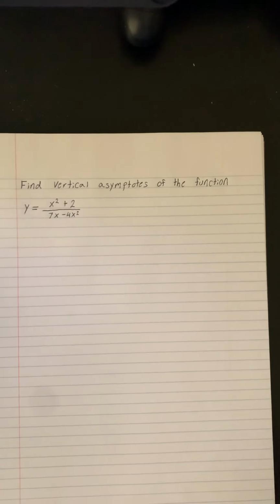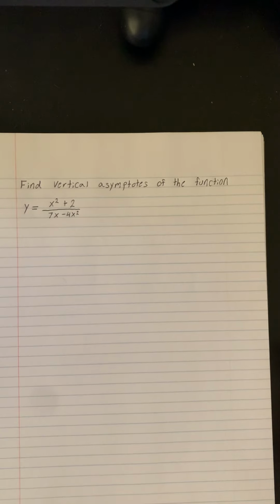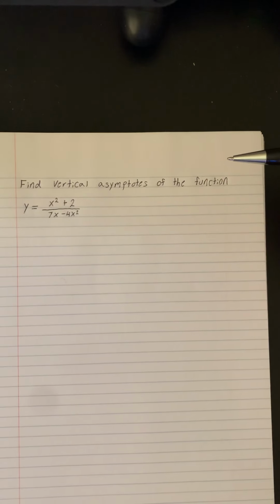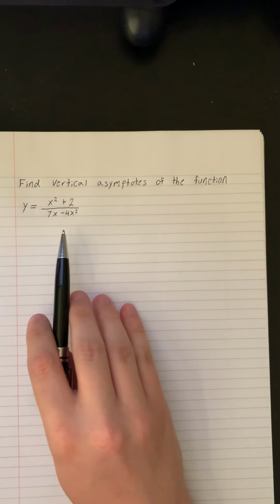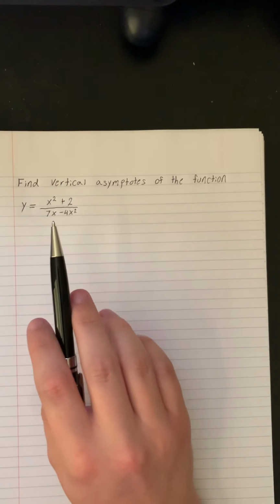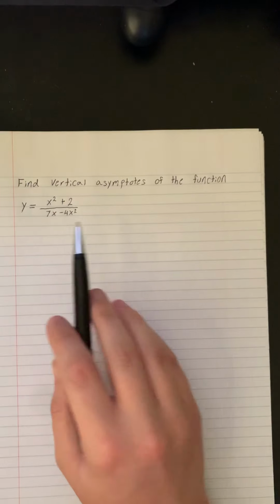Hello. I got a question asking how we could find the vertical asymptotes of a function. The given function was y equals (x squared plus 2) all over (7x minus 4x squared). So, generally speaking, when we're looking for the vertical asymptote of a function like this, we're looking for wherever this function is undefined. And it would be undefined where the denominator equals 0, because you cannot divide by 0.